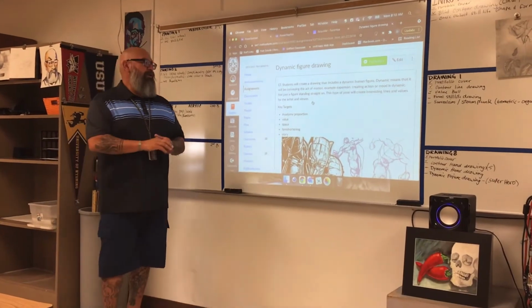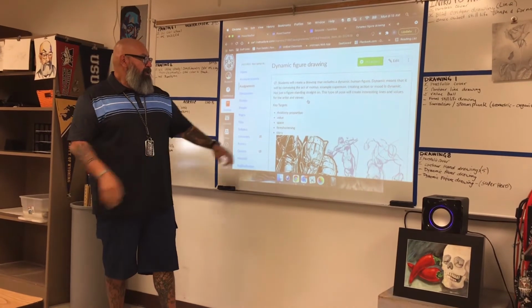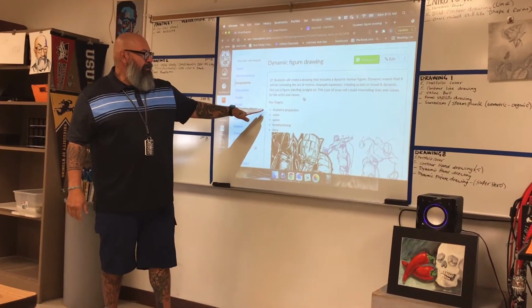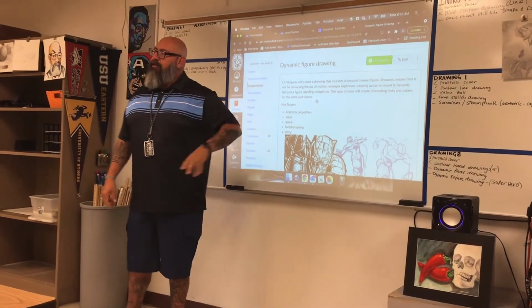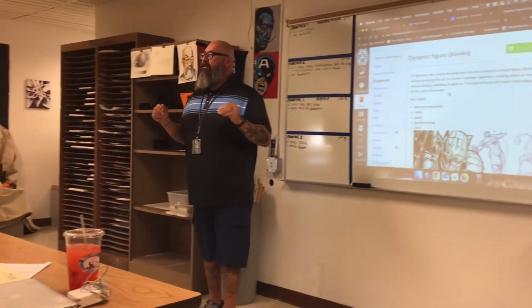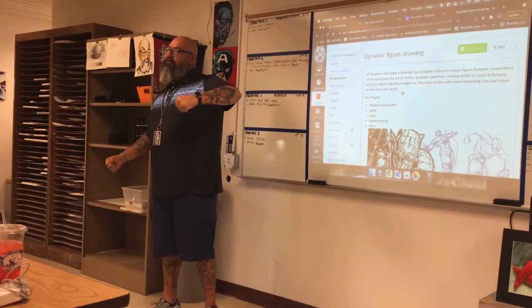The same realm where you get to have more fun too with the dynamic figure drawing. Again, we're still going to go into a couple of things, like the anatomy proportions. Now, they have to be correct. When I draw the arm, it should be correct to the rest of the thing I drew.